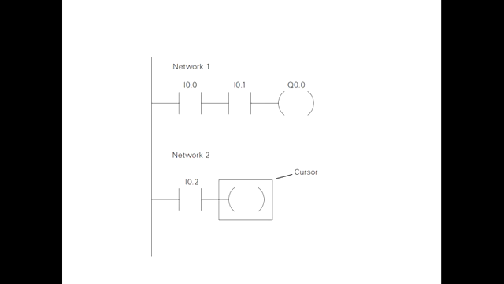Boxes. Boxes represent various instructions or functions that are executed when power flows to the box. Typical box functions are timers, counters, and math operations. Entering elements. Control elements are entered in the ladder diagram by positioning the cursor and selecting the element from a list. In the following example, the cursor has been placed in the position to the right of I0.2. A coil was selected from a pull-down list and inserted in this position.